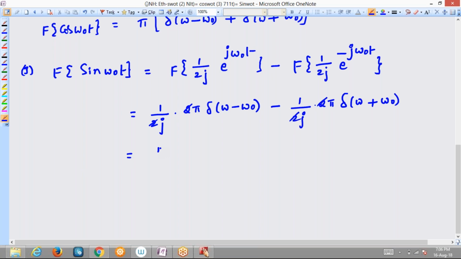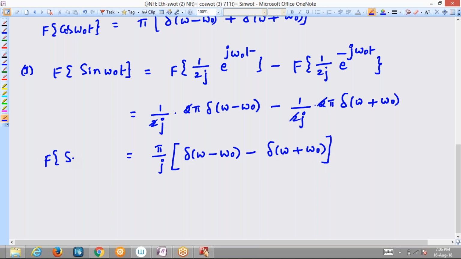In both the terms we have pi by j common, so take it outside of the expression. This is pi by j times del of omega minus omega naught minus del of omega plus omega naught. This should be the Fourier transform of sin omega naught t.